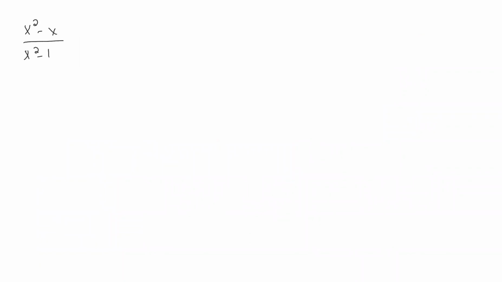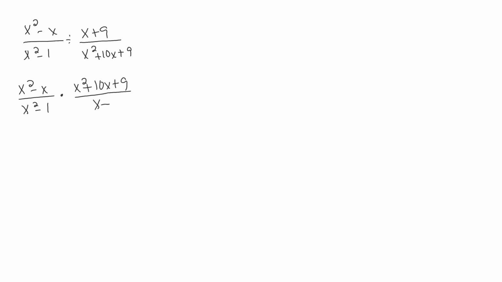Okay, so next up, let's say that we have x squared minus x all over x squared minus 1 divided by x plus 9 all over x squared plus 10x plus 9. Okay, so first things first, we want to rewrite this as multiplication. So I get x squared minus x over x squared minus 1 times x squared plus 10x plus 9 all over x plus 9.